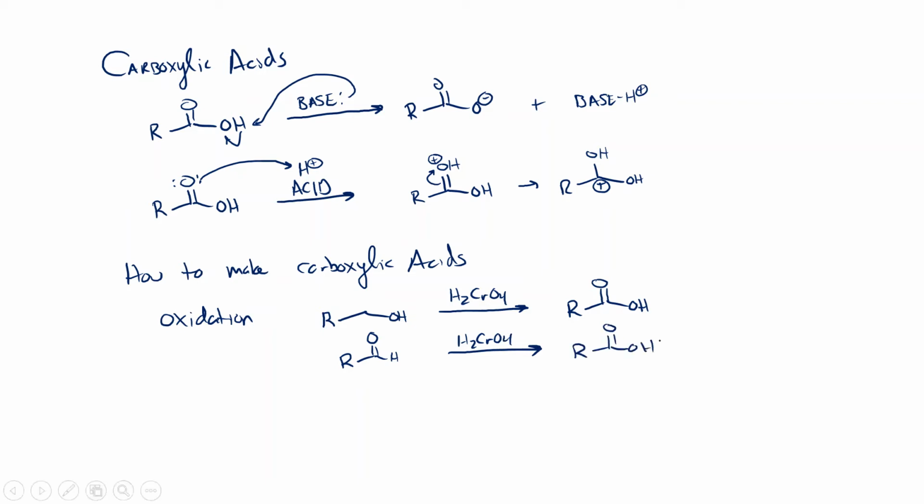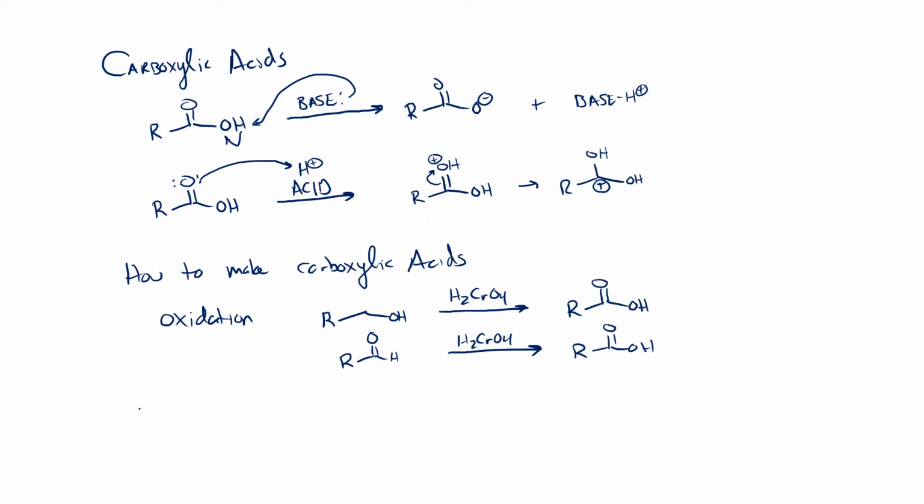So if you need a carboxylic acid in your molecule and you don't have one, one way that you can do it is, if you have an alcohol or an aldehyde present, you can oxidize those using chromic acid, add some more oxygen-carbon bonds, and get to the carboxylic acid as the product.